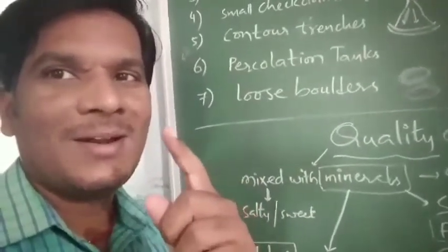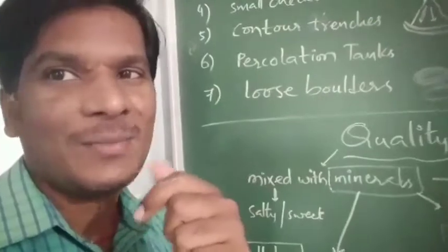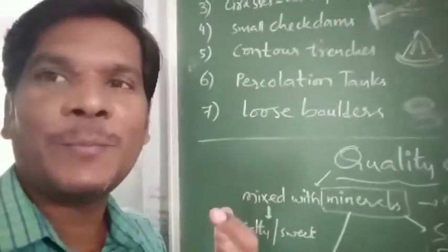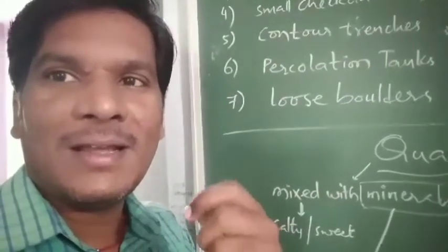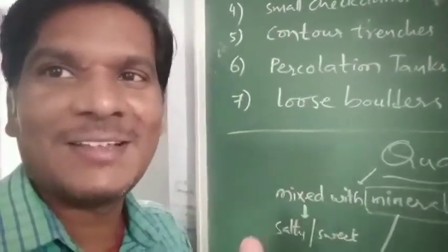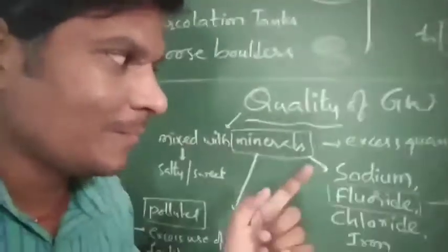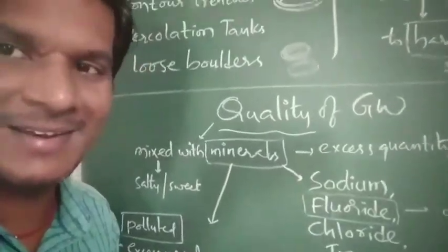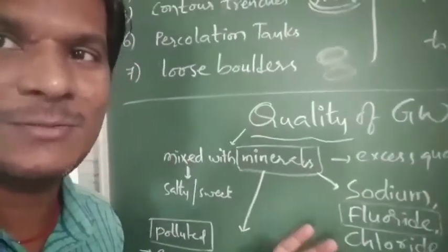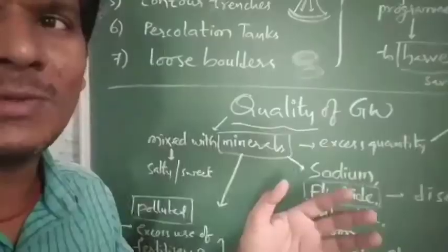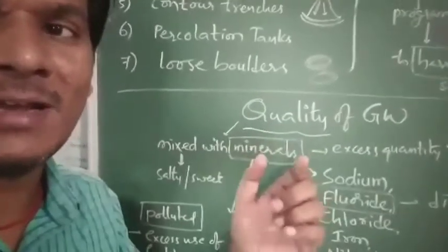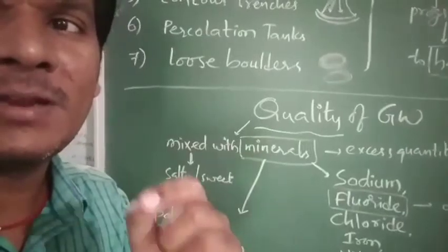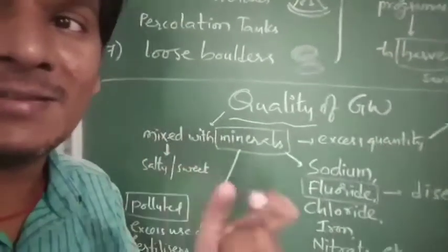Regarding quality, sometimes groundwater comes sweet, sometimes salty, sometimes with iron. What are the reasons behind it? Generally, water in the underground mixes with minerals, such as sodium, chloride, fluoride, iron, and nitrate. These are examples of minerals which mix with the underground water. When an excessive quantity of minerals is mixed with the groundwater and we drink that water, it is not safe for our health. We may get some diseases.